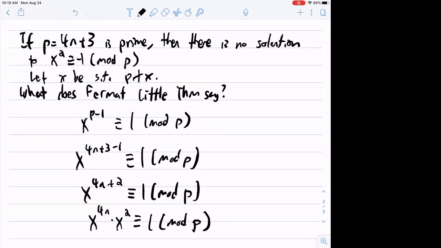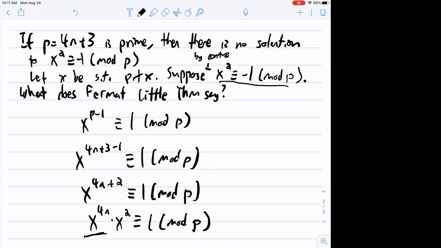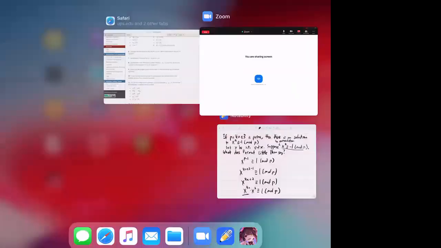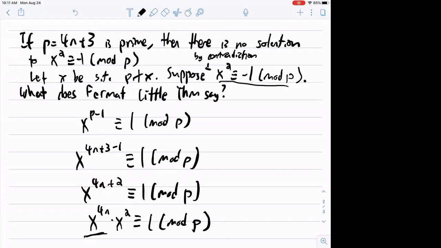So again, maybe let's do this. Suppose x squared is congruent to -1 mod p. Let's derive a contradiction. So if I assume this, what do I know about x to the 4n? Suppose by contradiction there is a solution. So what's x to the 4n if x squared is congruent to -1?